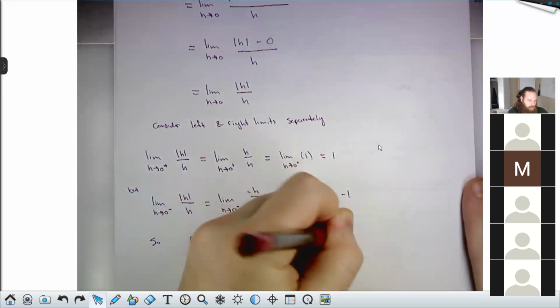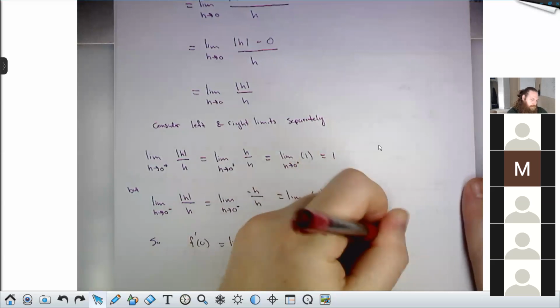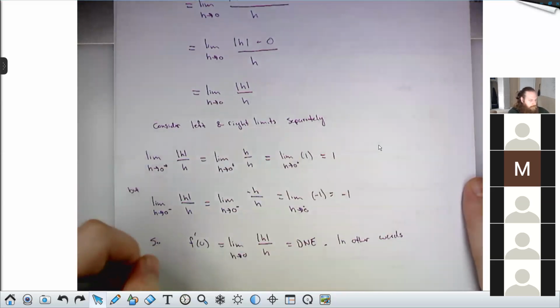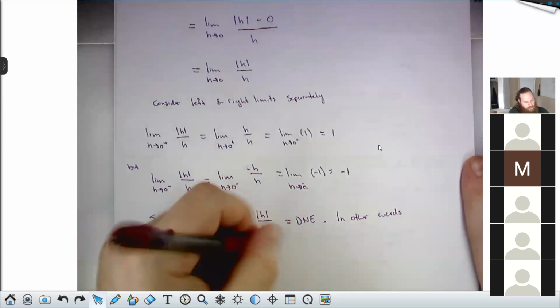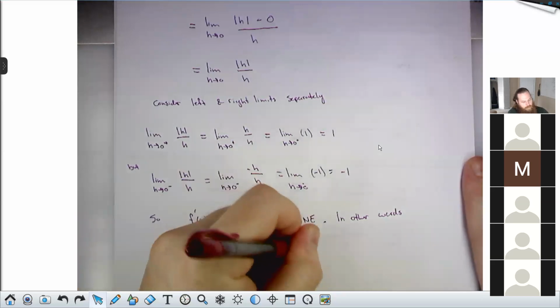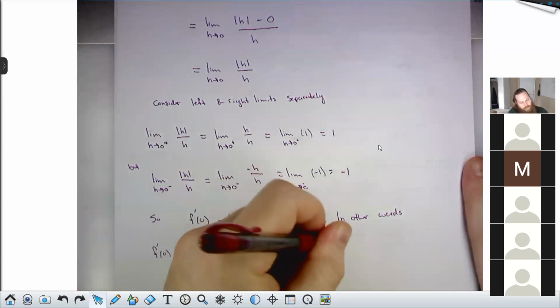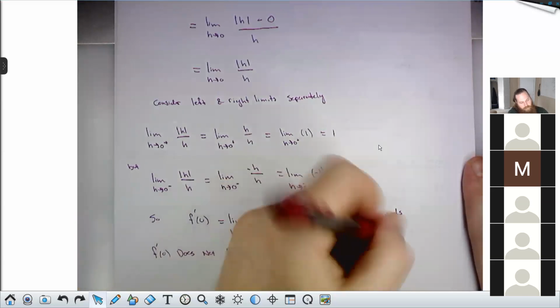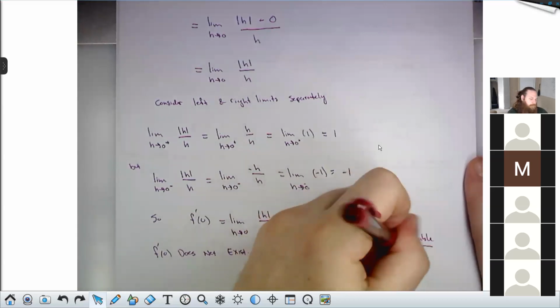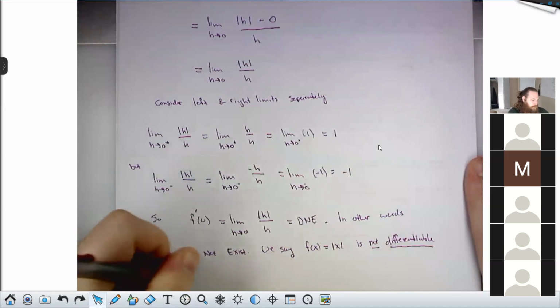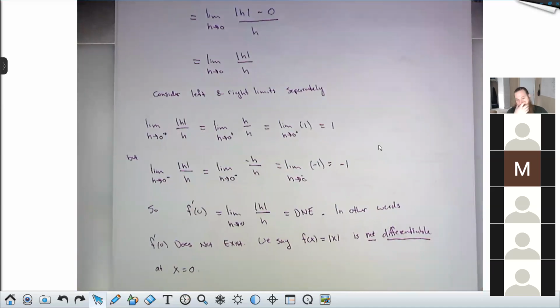In other words, f prime of 0 does not exist. And we have a name for this. We say that f of x equals absolute value of x is not differentiable at x equals 0. So our guess was correct. The derivative that we wrote down on the previous page was correct.